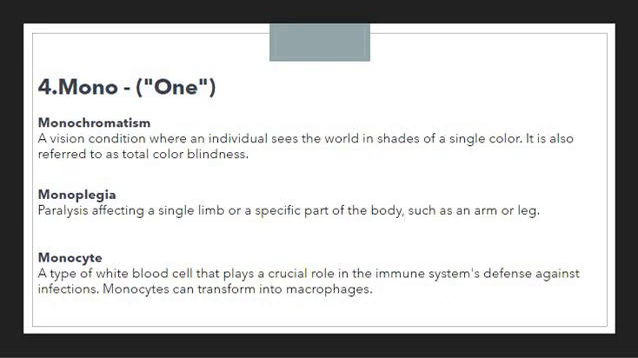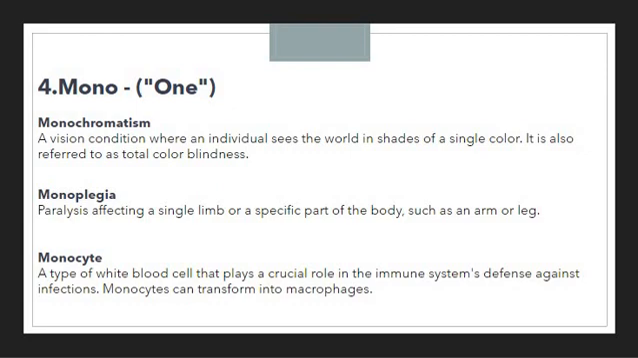Fine. Then we have mono, which is used to make a sense of one. Monochromatism is a vision condition where an individual sees the world in shades of a single color. It is also referred to as total color blindness. So let's assume there is a patient suffering from monochromatism. In that case, he is able to see the entire world with only the shades of a single color. That type of thing we can denote with the help of the mono prefix.